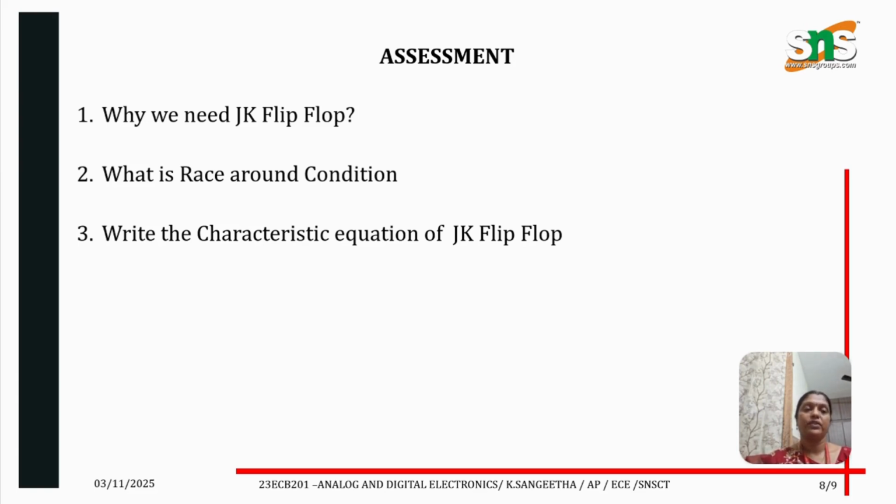And the answers are: JK flip-flop is mainly used to eliminate the invalid state of SR flip-flop. The race around condition is that if both inputs are high, the flip-flop enters into the toggle mode, and that is called race around condition. And the characteristic equation is J Qn bar plus K bar Qn, and it is derived from the characteristic table.